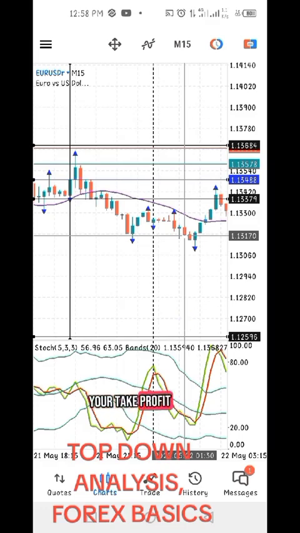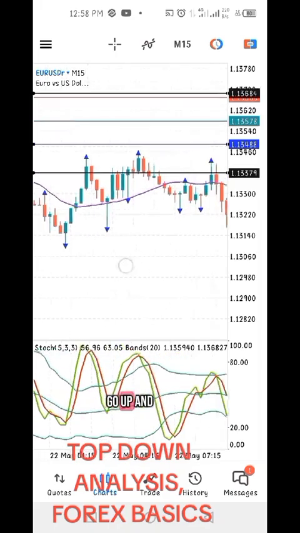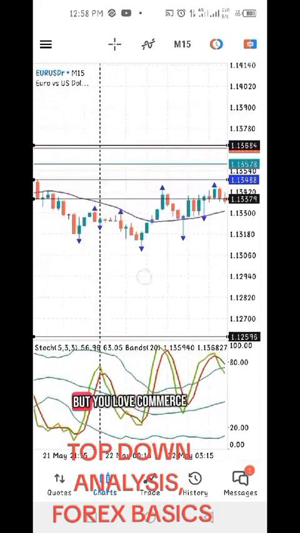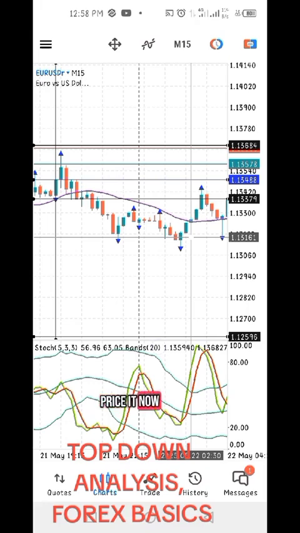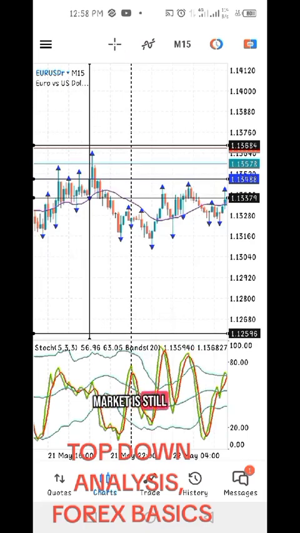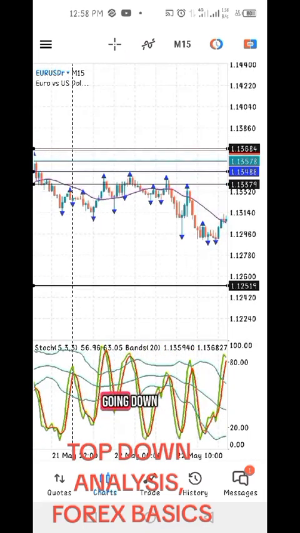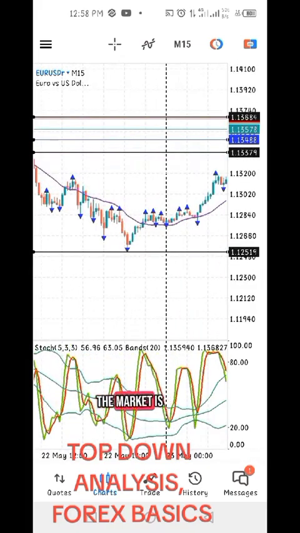After your take profit, can you see what the market is doing now? The market is trying to go up and falls again, but you will have taken your profit before the market misbehaves. Now, the market is still going down, if you can wait.